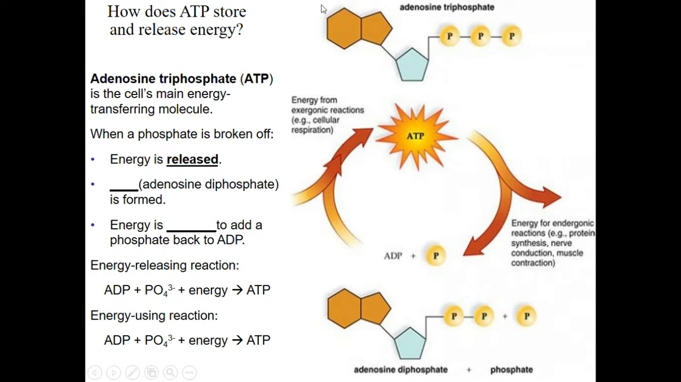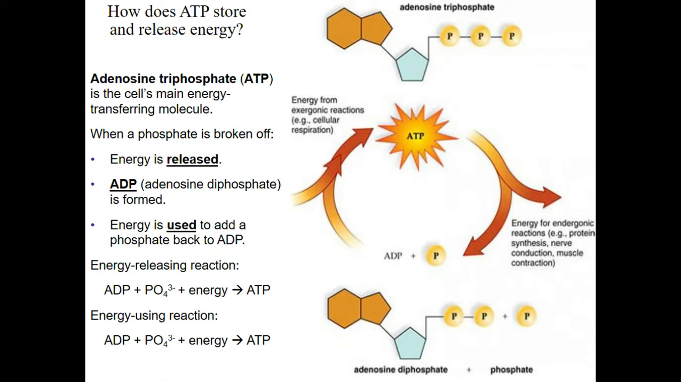Adenosine is this right here, and then we have the sugar molecule, ribose, that holds it. Or I'm sorry, pentose. We have a pentose that holds it, which is a 5-carbon sugar. Once we break off one of these phosphates, then we end up with adenosine diphosphate. Di means 2.